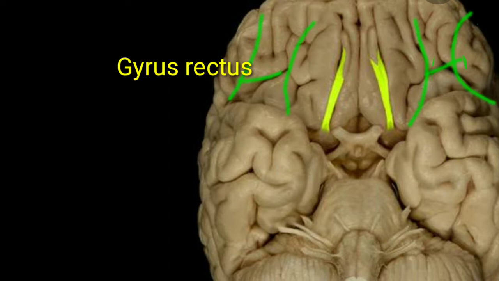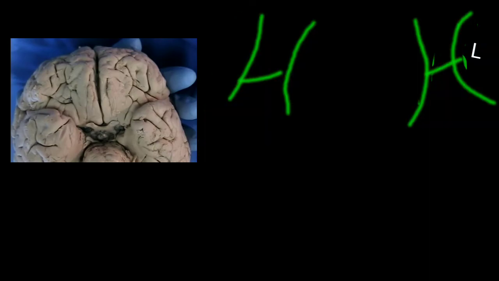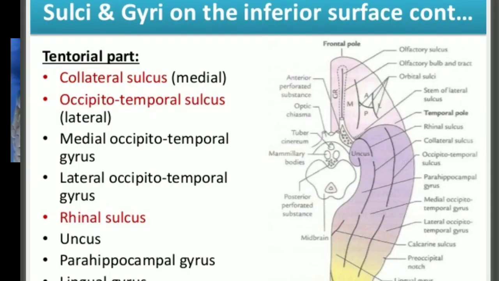The next sulcus is orbital sulcus. It is an irregular H-shaped sulcus and divides the rest of the orbital surface into anterior, posterior, medial and lateral orbital gyri. Next, coming to the sulci present on the tentorial surface. The tentorial surface is marked by two major sulci that run antero-posteriorly. The medial one is called collateral sulcus and the lateral one is called occipito-temporal sulcus.